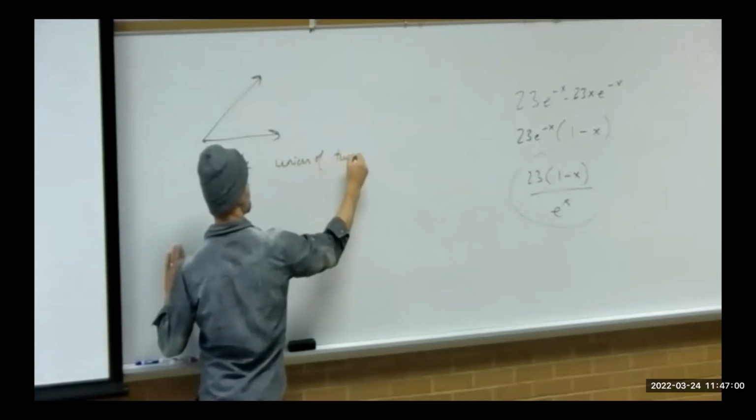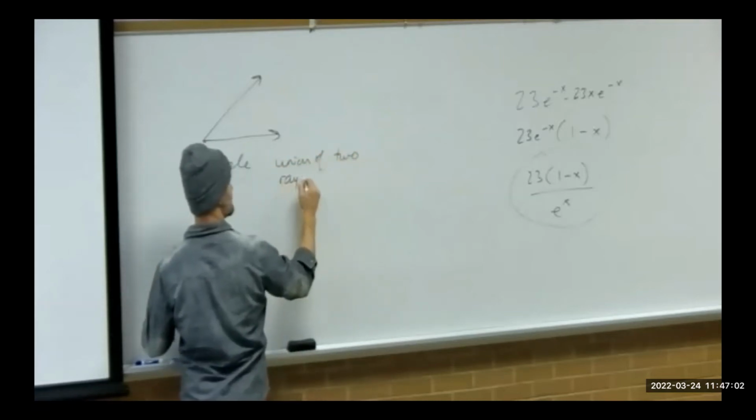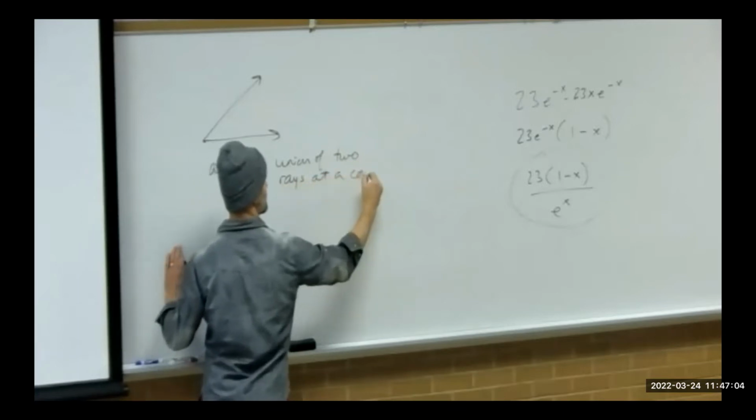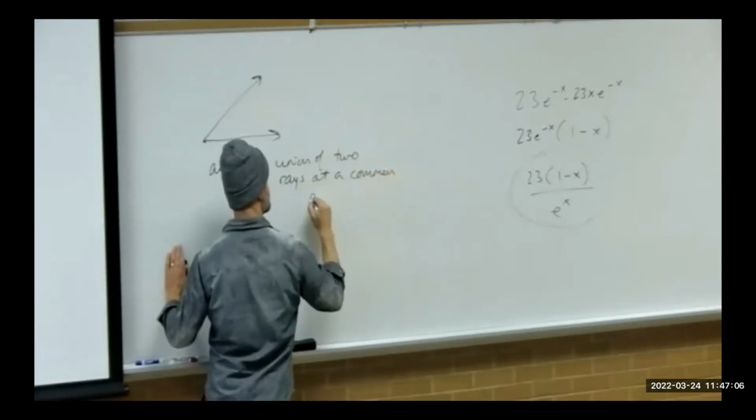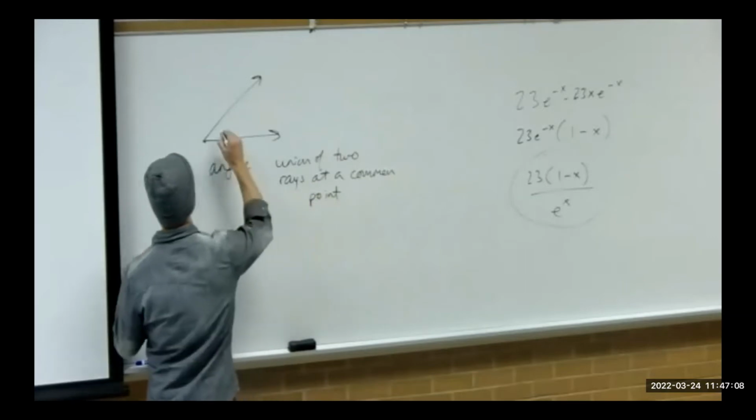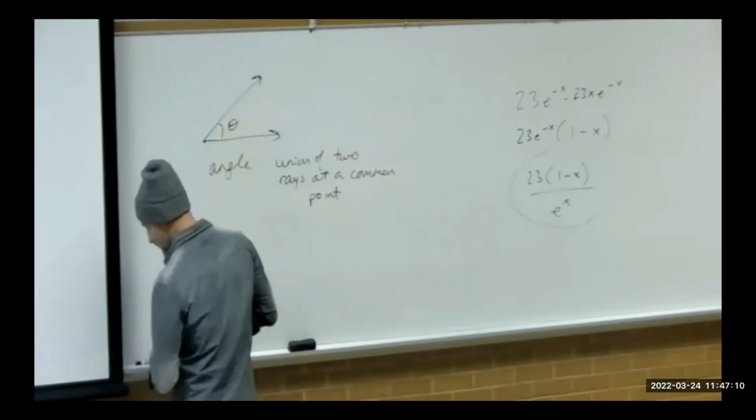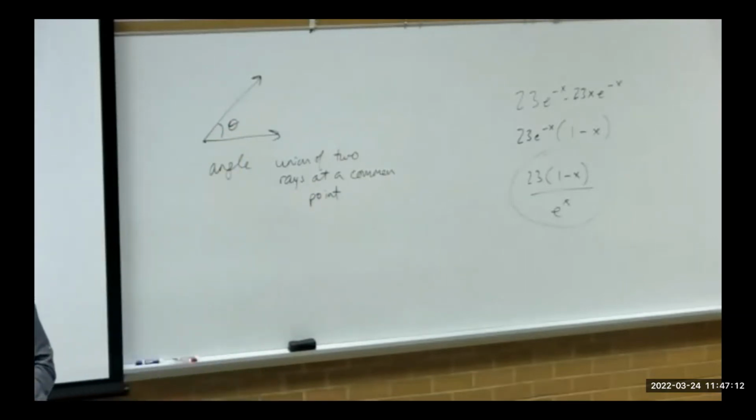Okay, so just a basic definition: an angle is the union of two rays at a common point. Typically, we use a lot of Greek letters, so that's theta. This would be an acute angle, but we don't really focus heavily on acute versus obtuse. It comes up a little bit in the law of sines.